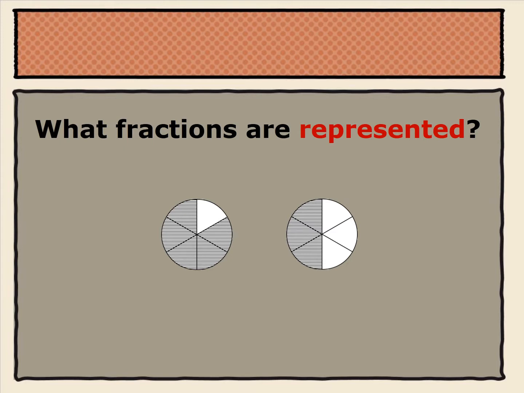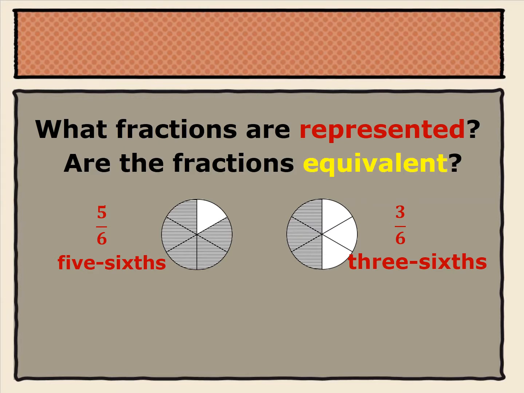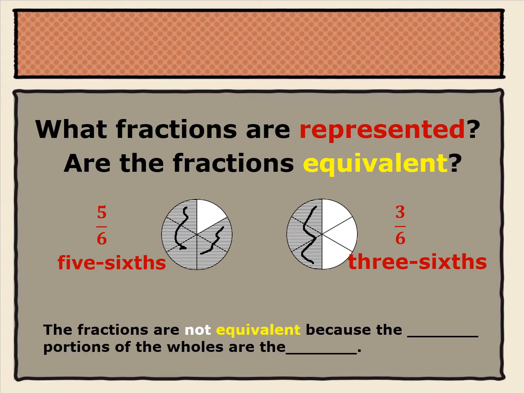Let's try another example. What fractions are represented by the circle model shown below? The first circle model represents 5/6 shaded, and the second circle model represents 3/6 shaded. Are the fractions equivalent? Let's take a closer look at their shaded portions. The shaded portion in 3/6 is smaller than the shaded portion in 5/6, and 5/6 has a larger shaded portion than 3/6. That means the fractions are not equivalent.